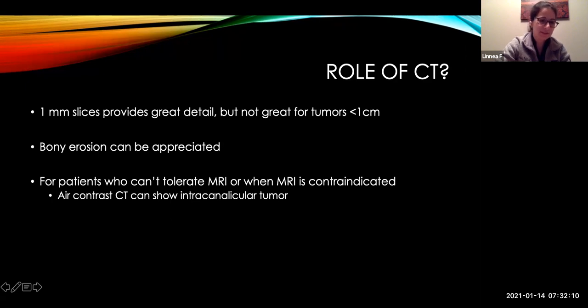They describe this whole process of an air contrast CT scan that could show an intracanalicular tumor, where they get an LP. You inject a little bit of air and they position the patient so that the air rises and gets into that space. Which sounds like a very uncomfortable thing for the patient, but hopefully overall they can get an MRI.